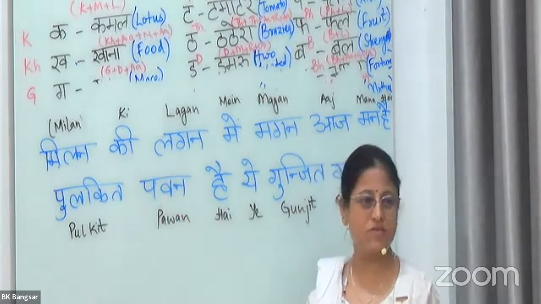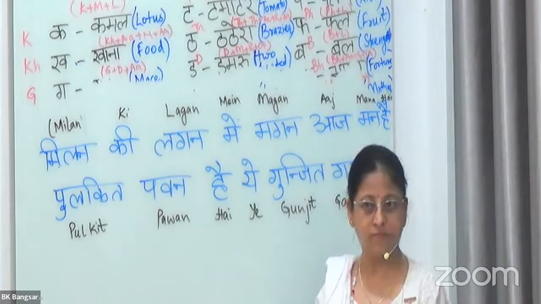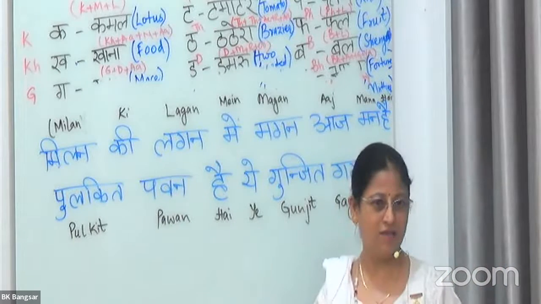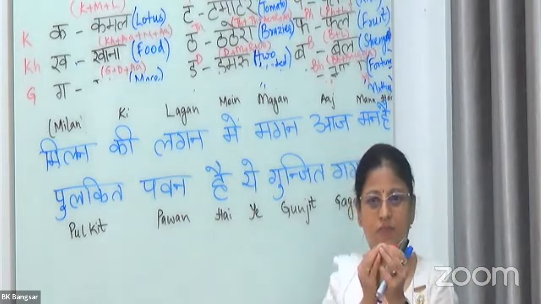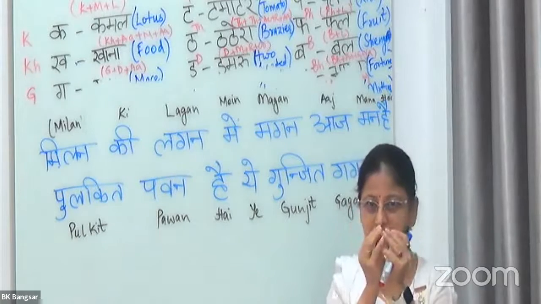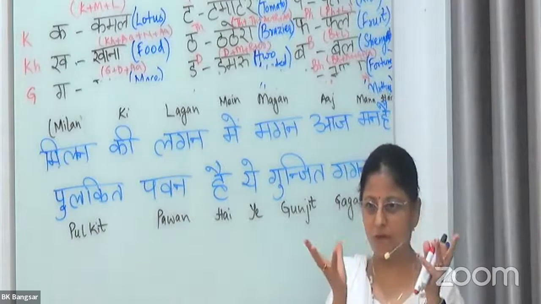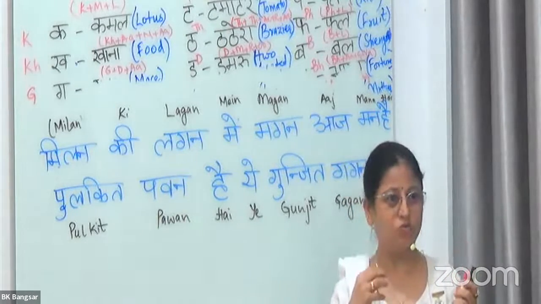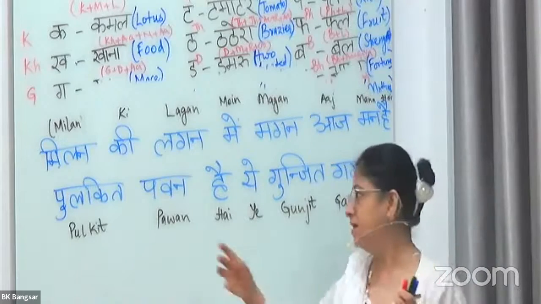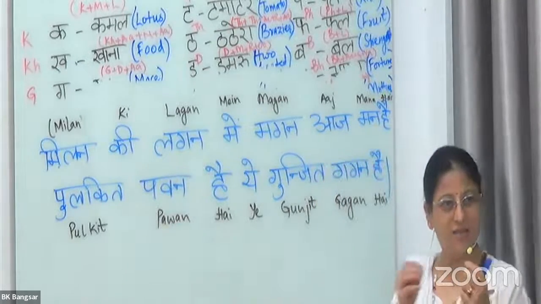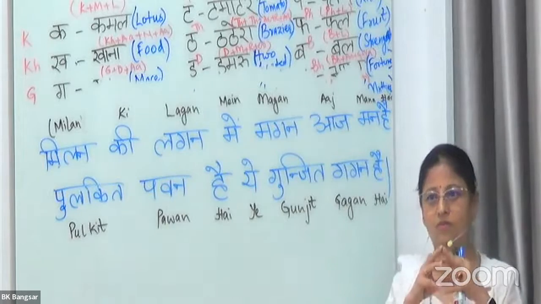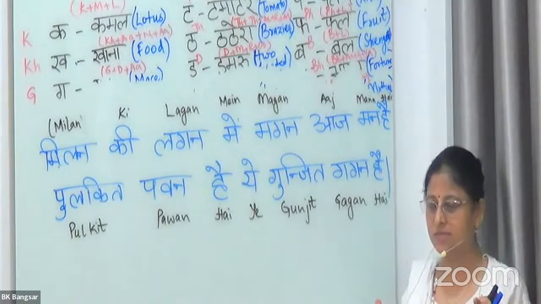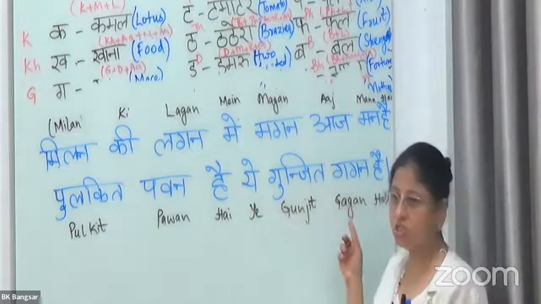Pulkit pavan. Pavan is actually wind, right? But even the wind is just overflowing. Pulkit is when the flower blooms, right? That is pulkit. It is opening up. So it is giving the same opening up feeling to the wind. So pulkit pavan hai. So the wind or the air surrounding me is also blooming and opening up with that same resonance. Ye gunjit gagan hai.